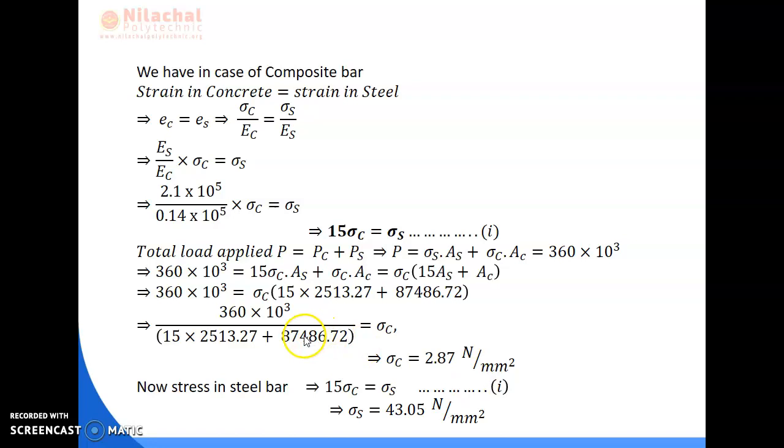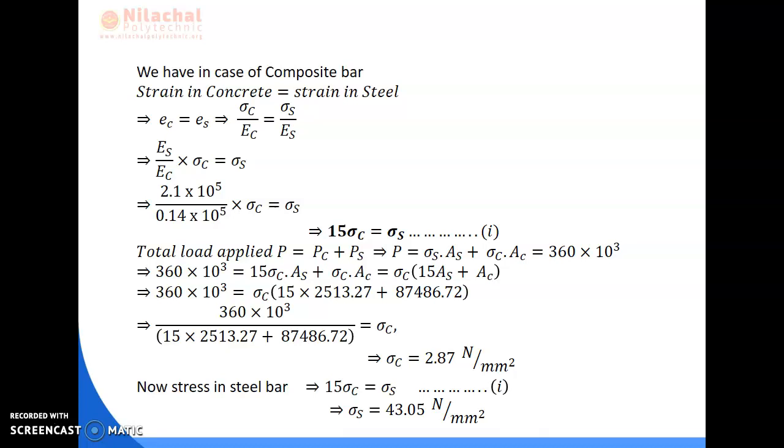From the above calculation, we get the value of sigma C. Then from equation 1, sigma S is equal to 15 sigma C, that implies sigma S is equal to 15 into 2.87, which gives 43.05 Newton per mm square. In this way, we get the stress in concrete as 2.87 Newton per mm square, and the stress in steel is 43.05 Newton per mm square.